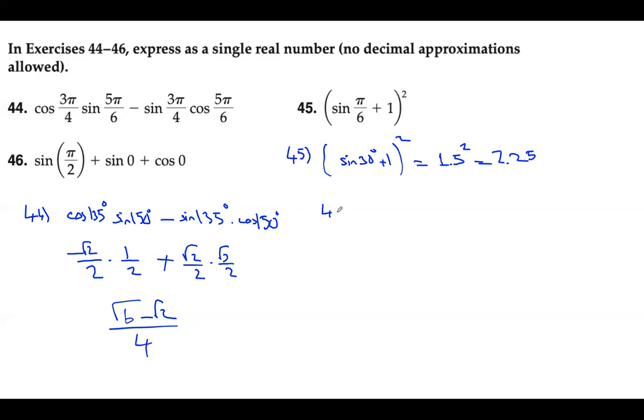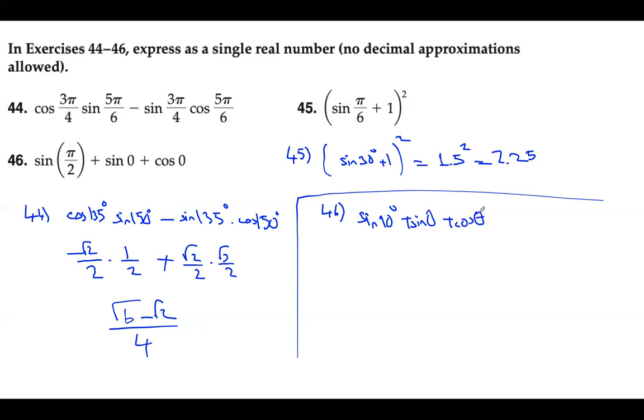The last one is number 46. Let's divide with the lines so you will not get confused. Sine pi over 2, which is sine 90, plus sine 0 plus cosine 0. Guys, sine 90 is 1. Sine 0 is 0. Cosine 0 is also 1. So 1 plus 1, the answer is 2.